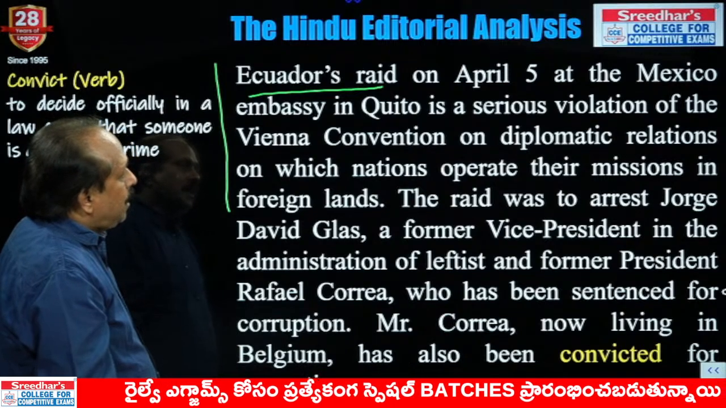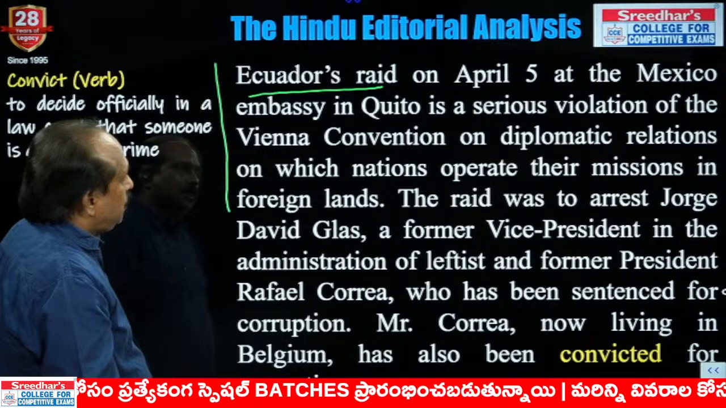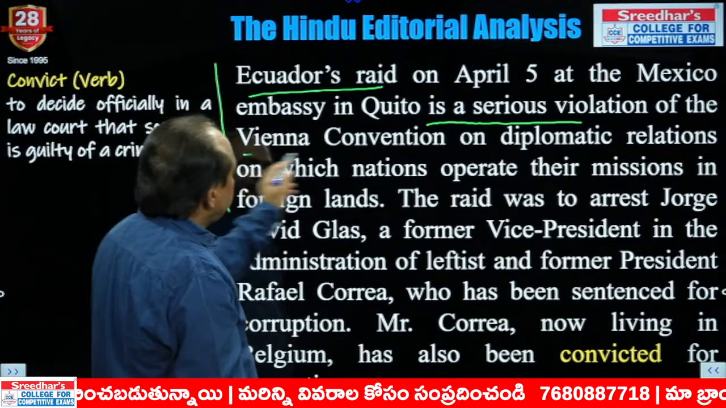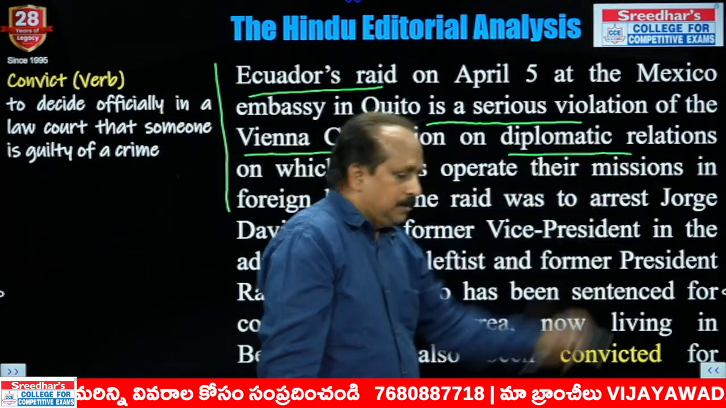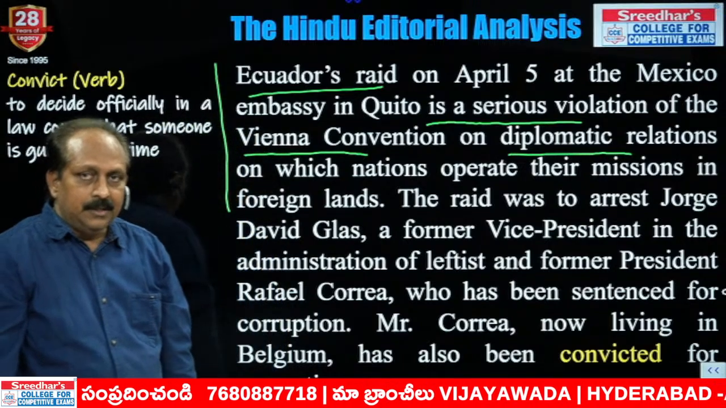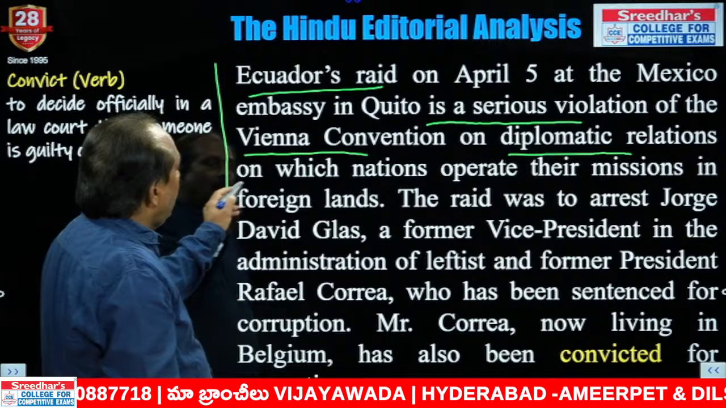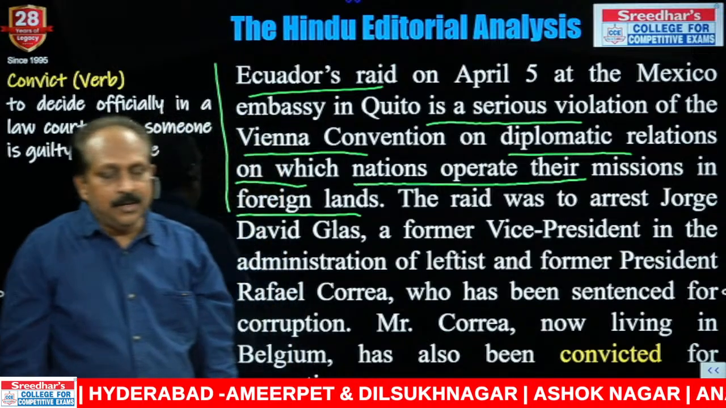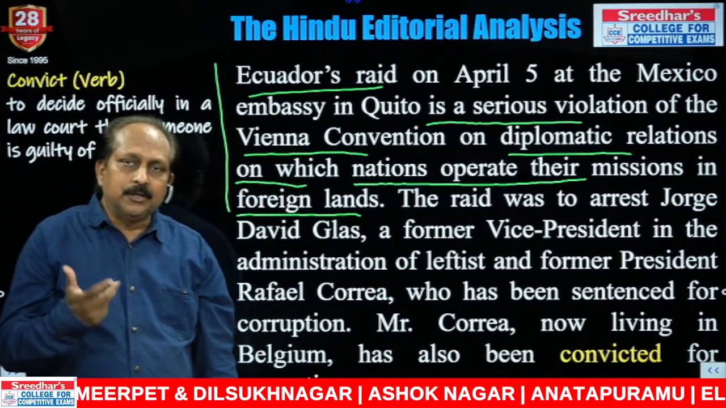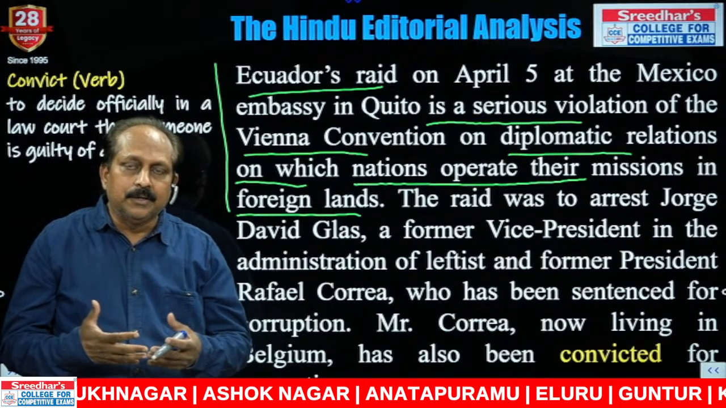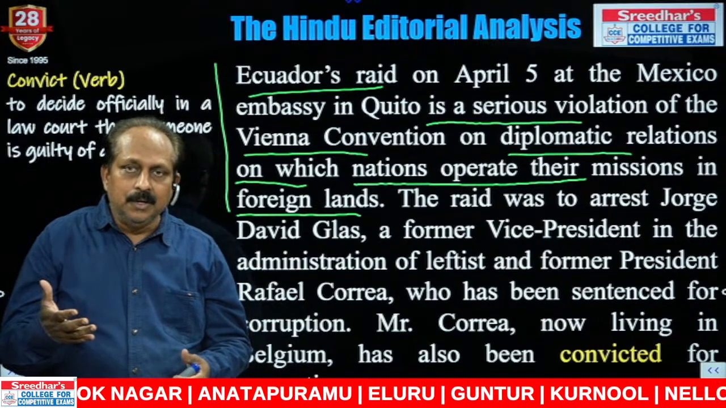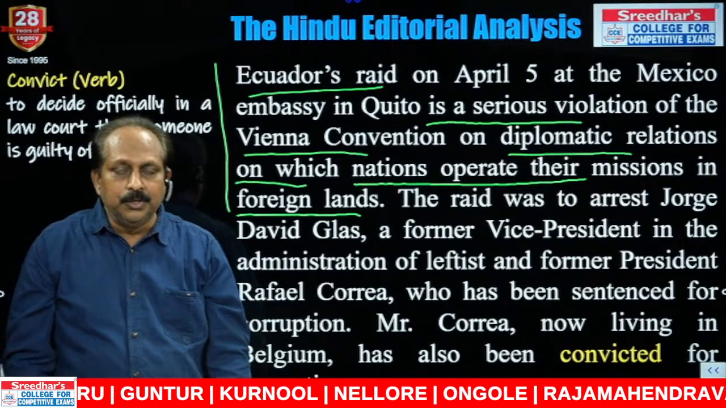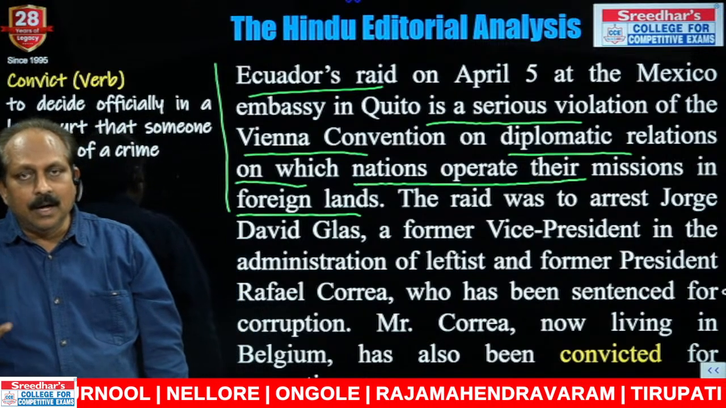Ecuador's raid on April 5th at the Mexico embassy in Quito is a serious violation, not an ordinary violation, of the Vienna Convention on Diplomatic Relations. This convention is related to diplomatic relations among countries, on which nations operate their missions in foreign lands. Every country has certain missions: political, economic, social, cultural. How do they operate? They establish embassies in other countries, and through those embassies they try to execute the missions.